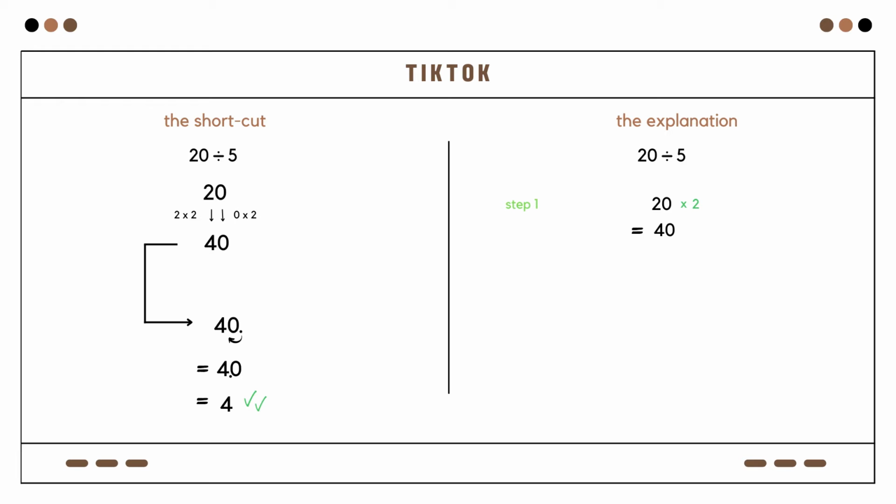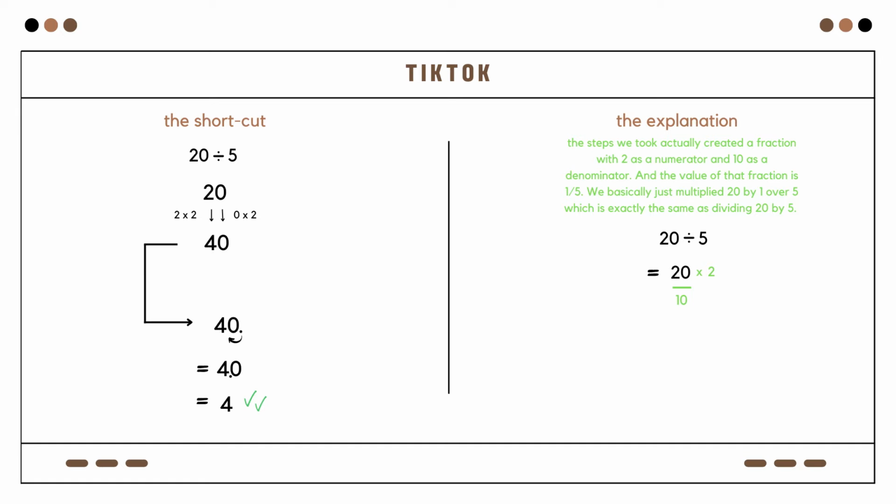In the second step, we are told to move the decimal point once to the left. Now, mathematically, that can only happen if we divide a number by 10. So even though on screen you see the decimal point being moved once to the left, what you're actually doing is dividing the entire number by 10. As you can see on your screen, that is depicted as a fraction with 10 as your denominator. If you look very carefully at the sum on your screen, the steps you took actually created a fraction with 2 as a numerator and 10 as a denominator. The value of this fraction is 1 over 5. In other words, we multiplied 20 by 1 over 5, which is exactly the same as dividing 20 by 5.